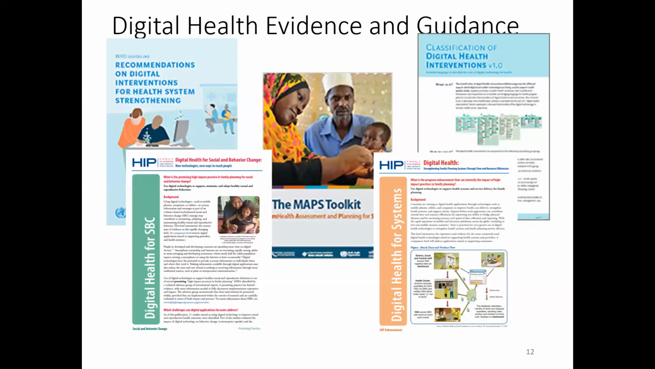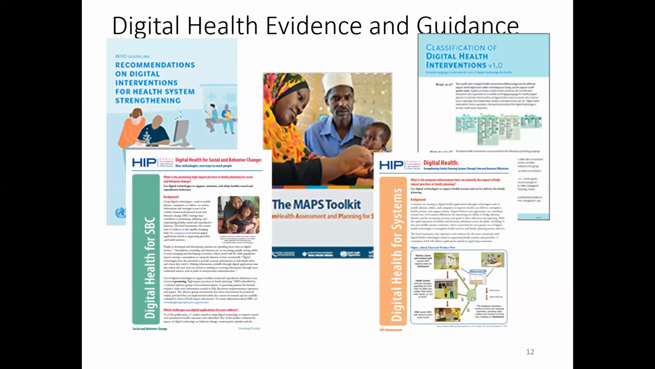This goes through quite a few of the digital health interventions that they identify and is quite useful. They also have guidance for developing e-health and digital health strategies, as well as, in the center, a very useful tool for helping countries and partners determine and assess the scalability of a given digital health intervention. So these are just a few of the resources available to you.